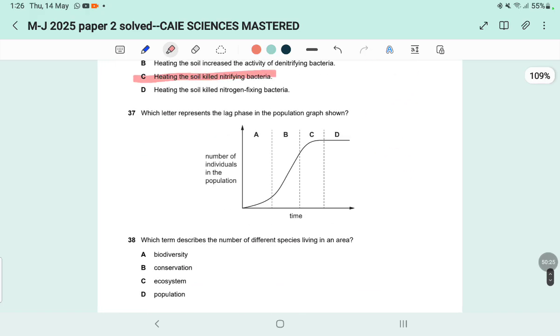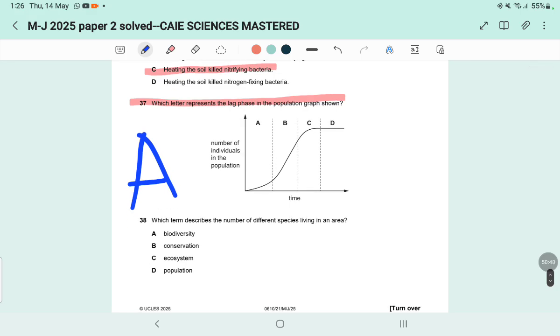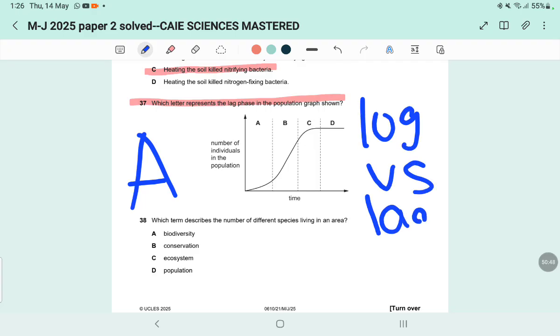Okay. Here in that question it is saying, which letter represents the lag phase in the population graph shown? It's something to memorize, it's so common sense. It will be A, of course. Lag phase. It is not saying log. If it's log, it's exponential phase. It will be B. But it's saying lag. This is the start. There's a difference. Log versus lag. There's a difference.